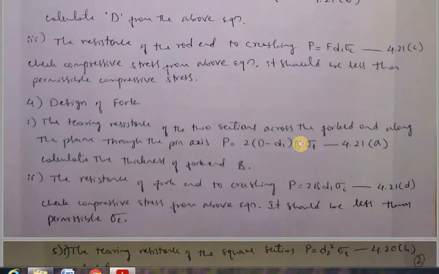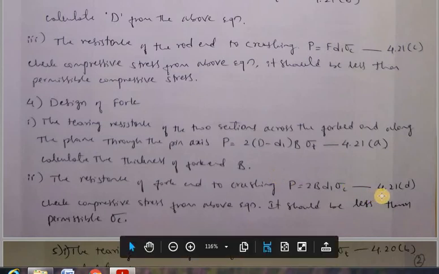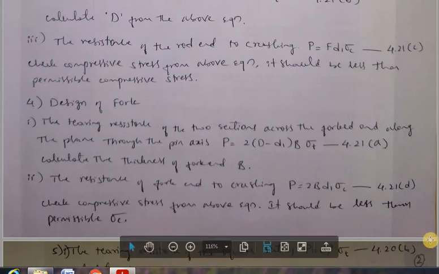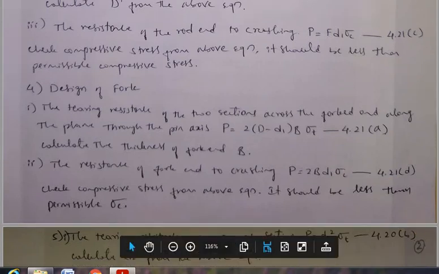Next we have equation number 4.21d, from which we are going to calculate the compressive stress sigma c. So from equation number 4.21d we have P is equal to 2b d1 into sigma c, where we are going to find the value of sigma c, and this compressive stress should be less than the permissible compressive stress.